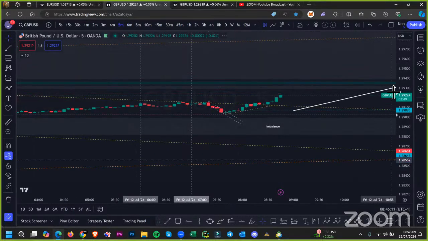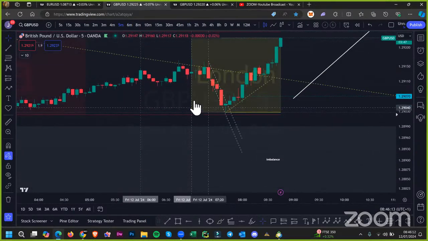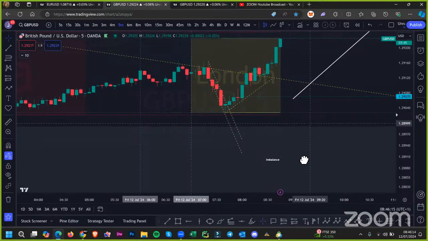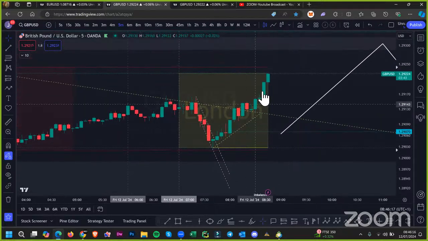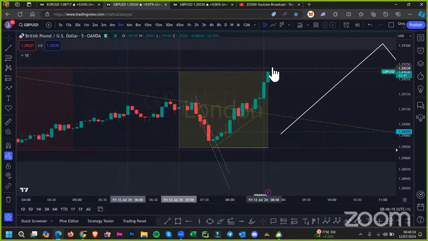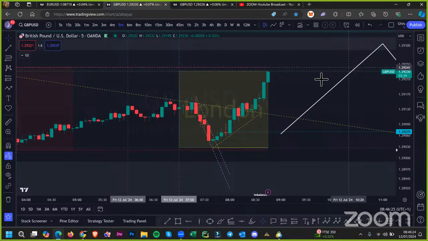London has started now. As you can see here, 7 o'clock, this London session may want to run these Asian highs, which is where the liquidity is. Have a look at it, still going. Have a look at my path that I drew a long time ago before the session started. May want to run these highs and go and grab liquidity.